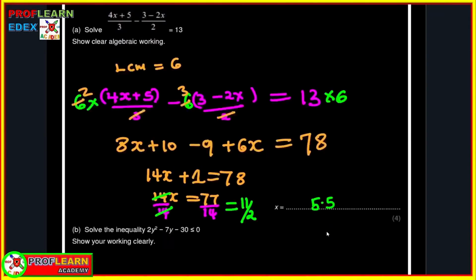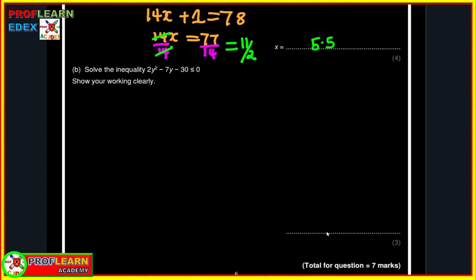All right, so we are supposed to solve the inequality 2y squared minus 7y minus 30 is less than or equal to 0. So given this question, this is the easiest question that you'll ever be given. Don't be scared. I know some of us really get frustrated when it comes to solving quadratic inequalities. Let this video be the last method you'll be taught on how to approach it, and you'll be able to master it.